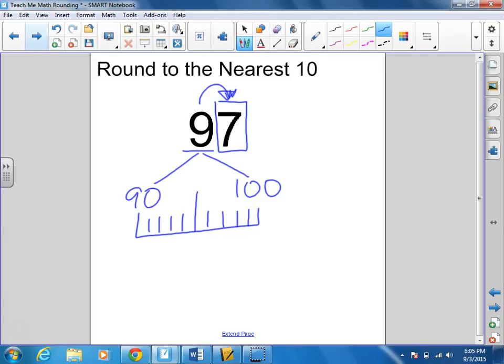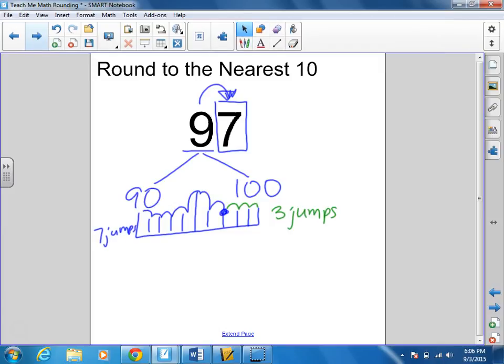We simply create a number line, locate where it falls, and calculate the jumps. 97, if we go to the right, is 1, 2, 3. 3 jumps. If we go to the left, it is 1, 2, 3, 4, 5, 6, 7. 7 jumps. Because it only took 3 jumps to reach 100, we round 97 to 100.